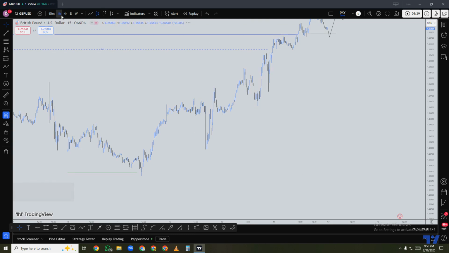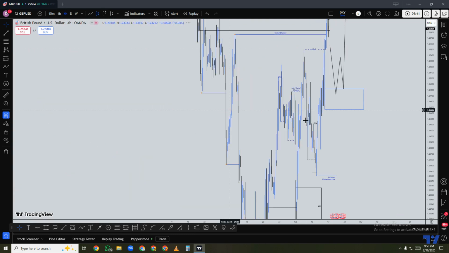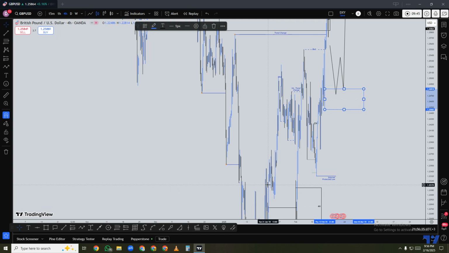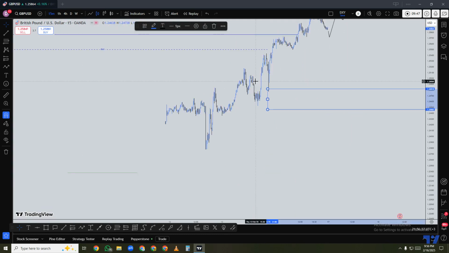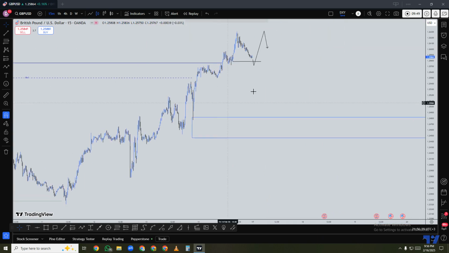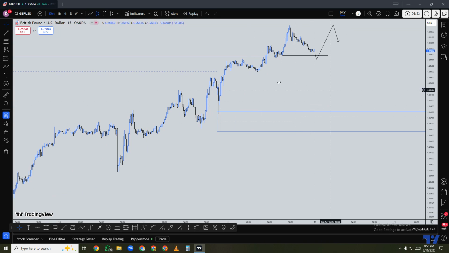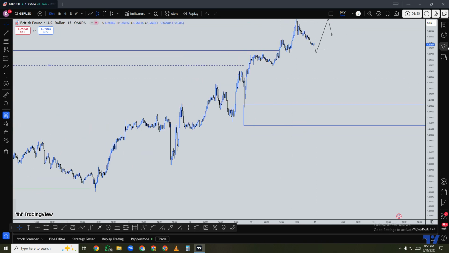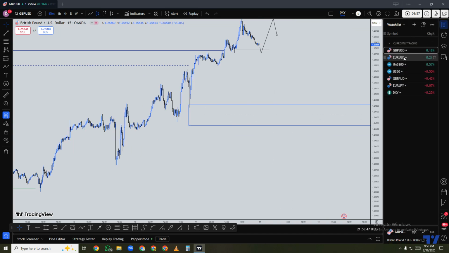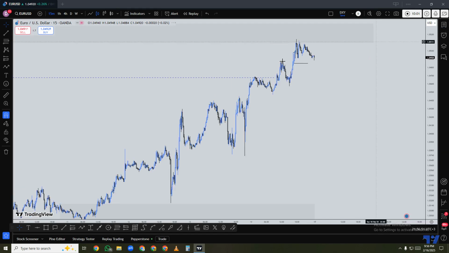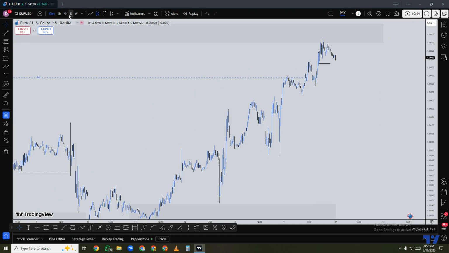Let me just mark that. Going back into the 4 hours, let's just show that in the minutes. So we expect price to come all the way to the downside, all the way. So yeah, that is it for GBPUSD. Let's just go to the EURUSD and let me show you my trade ideas.